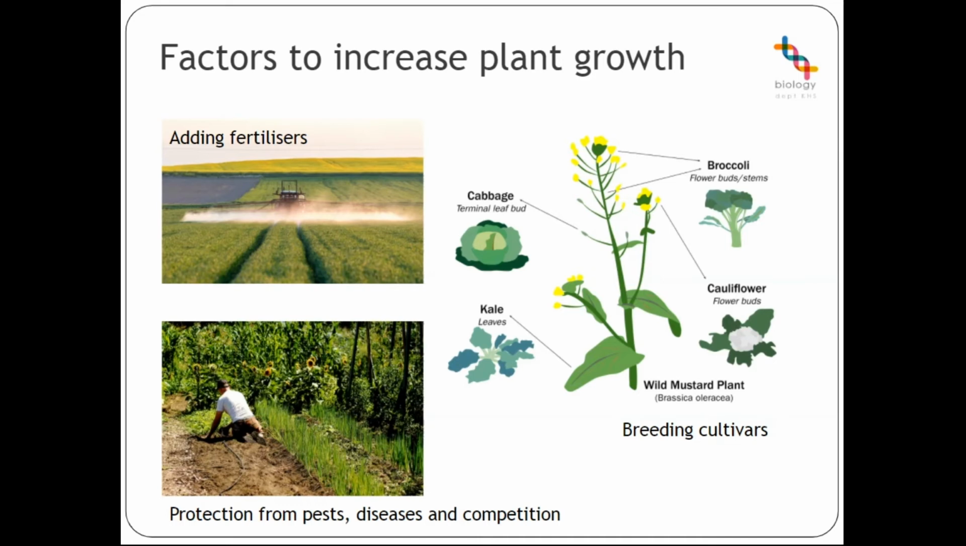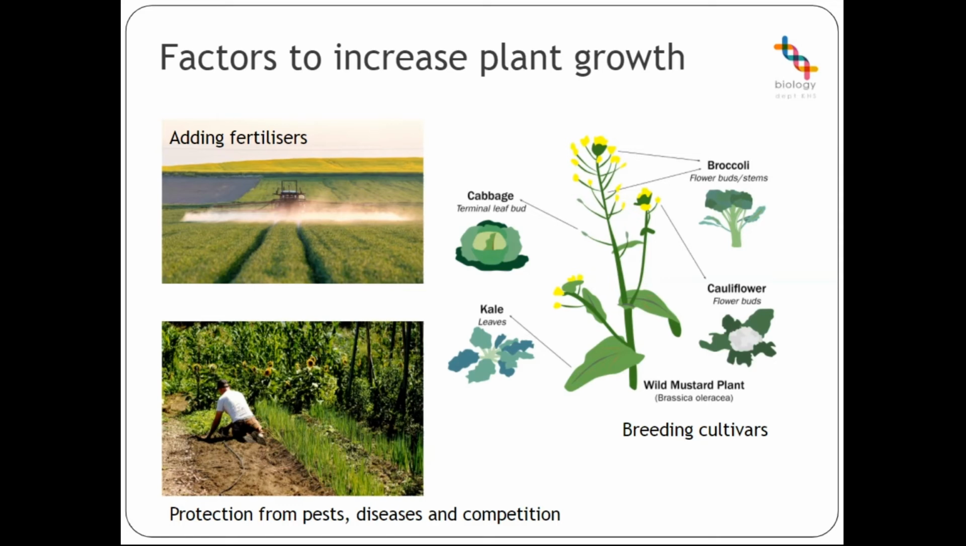We can also provide additional fertilisers for our plants. We may choose to protect them from pests or diseases or competition from weeds, for example. And we can also look at breeding what's referred to as cultivars. Now, a cultivar is just a way of saying cultured variety.